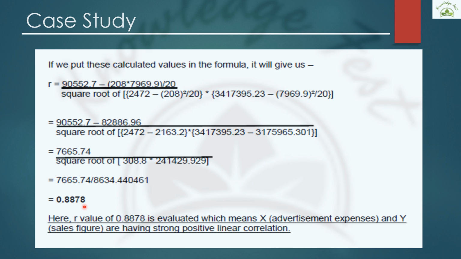That is why we can say that x and y, that is the advertisement expenses and the sales figure, have a strong positive linear correlation, because we know if the R value is +1, that refers to a perfectly positive relationship, right? So this 0.8878, which is approaching towards +1, is why we can consider that advertisement expenses and the sales figure for the company have a strong positive linear correlation.